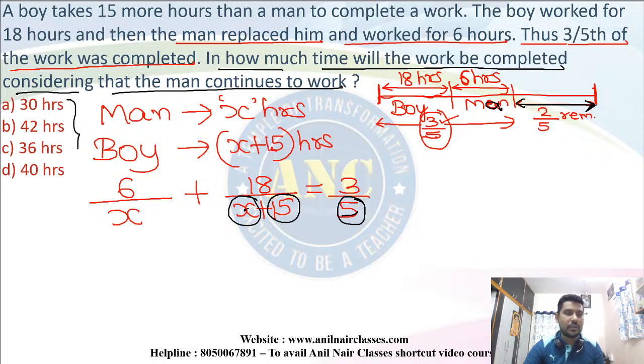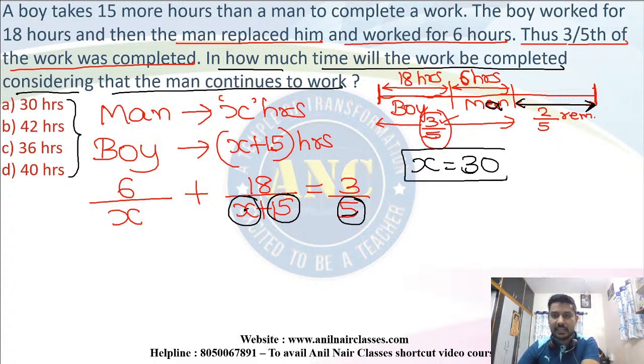If you see the answer options, the best option to choose, which is a multiple of 5 and 15, is nothing but 30. So I will assume the x value as 30. This is my assumption, right? Initially, it is an assumption. Let us check whether it will satisfy both the left hand side and the right hand side or not.